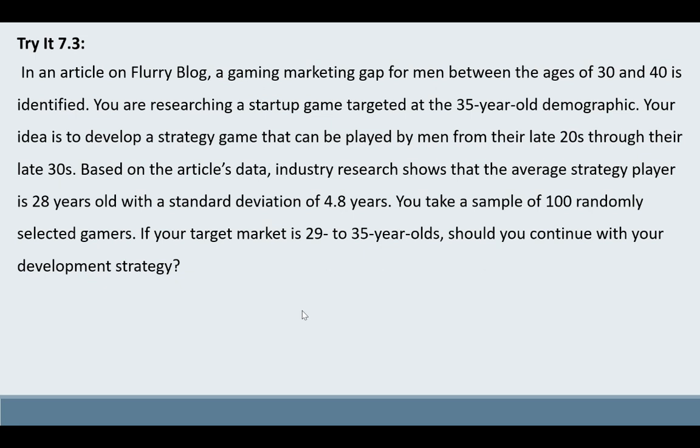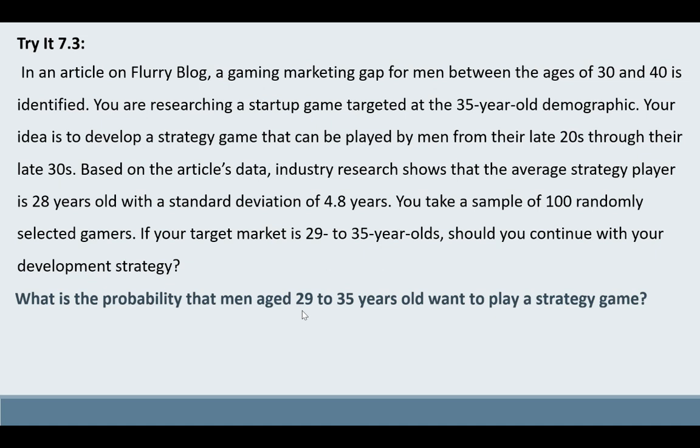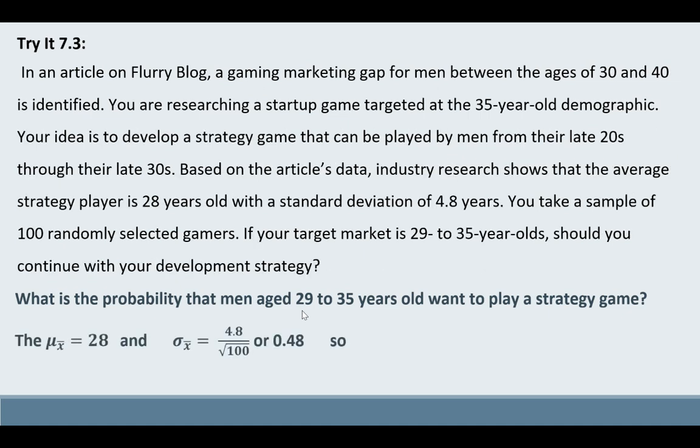So, what do we need, or what are we asking? What is the probability that men aged 29 to 35 years old want to play a strategy game? So as always, we want to find our new mean, mu sub x bar. So that's the same as the original one. And we saw that the industry research showed that the average strategy player is 28 years old. So mu sub x bar is 28. And the standard deviation of the original distribution was 4.8. So we take 4.8 and divide by the square root of the sample size of 100.